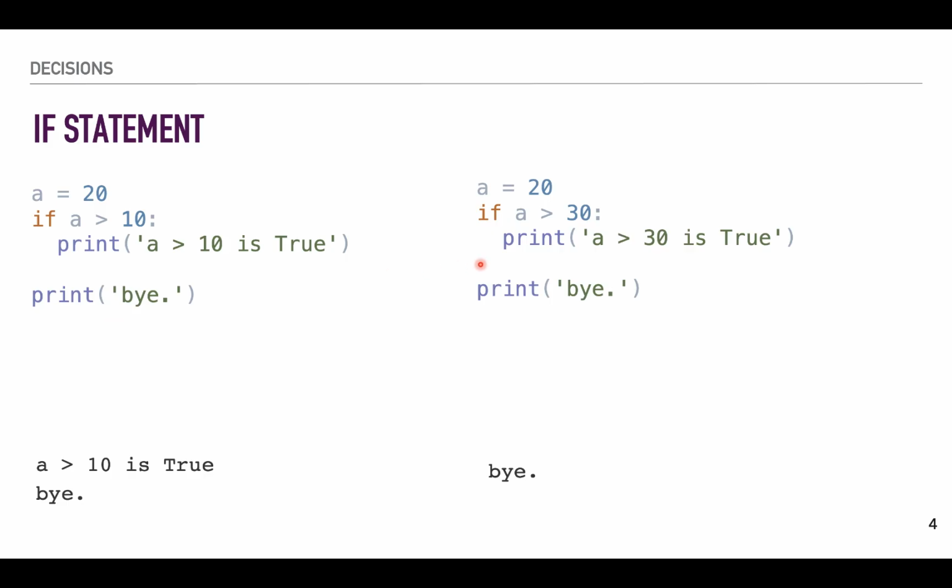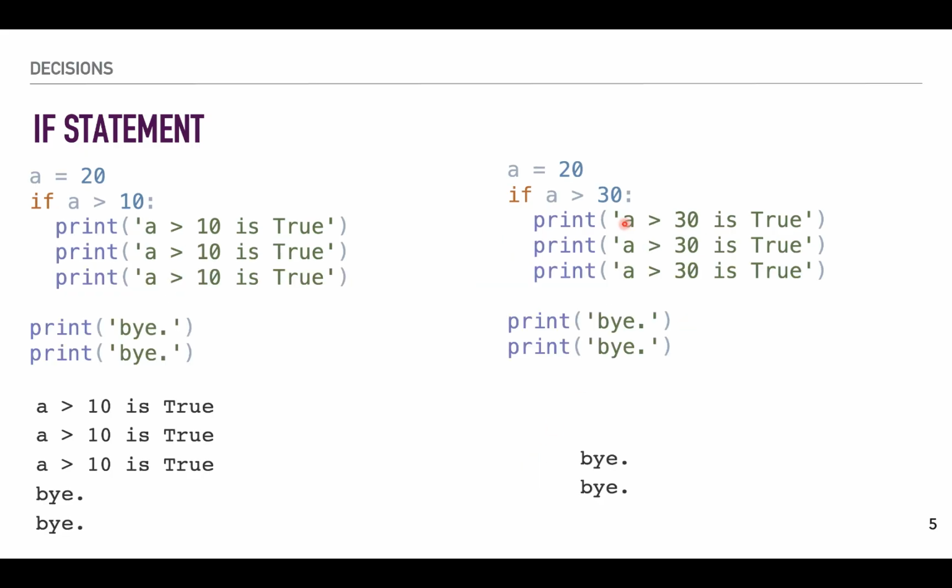The condition in the second example evaluates to false because 20 greater than 30 is false. So the print statement "a greater than 30 is true" is not going to be printed, and we will only have the independent statement "bye" printed.